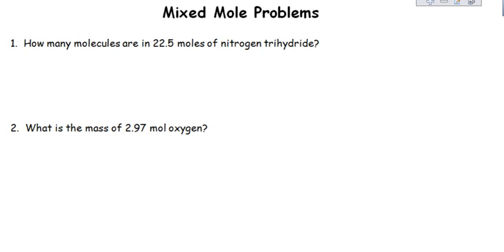How many molecules are in 22.5 moles of nitrogen trihydride? So I start with not only the number, but the unit of what I have. I have 22.5 moles of nitrogen trihydride, NH3. I know I'm going to set up some proportions. I want to cancel the unit that I have. And then I look for what they want. How many molecules? Molecules goes on top.